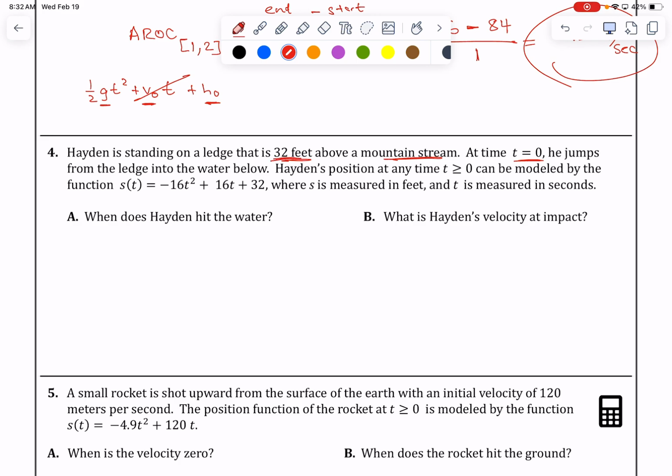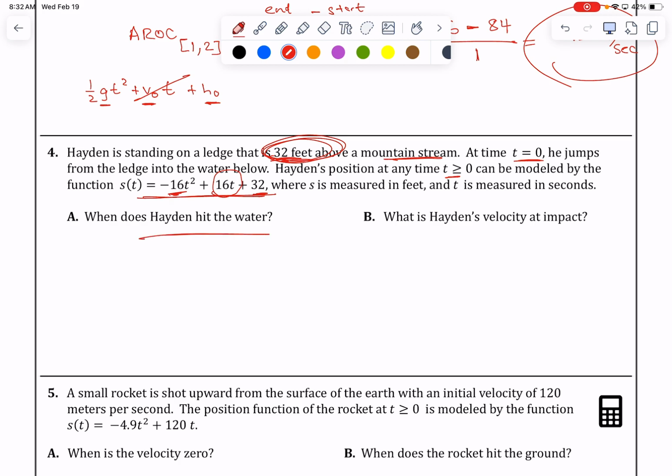This one, again, 32 feet above stream. So this is my initial height. So there you've got the equation. There's the 32. He jumps from the ledge into the water below. Hayden's position at any time t can be modeled by this equation. So this one, he jumps, so he has an initial velocity. He jumps with a velocity of 16. Is it feet again? Yep, it has to be because it's negative 16 out front, half the gravity constant, half of negative 32.